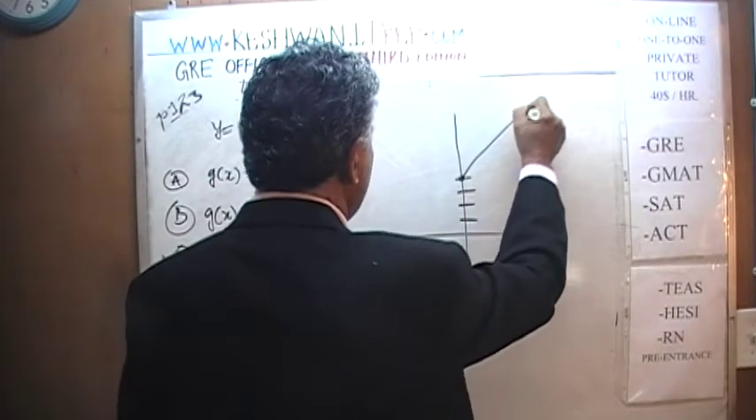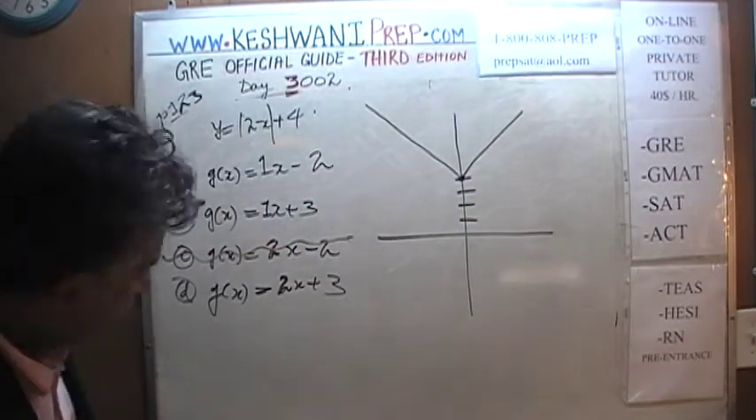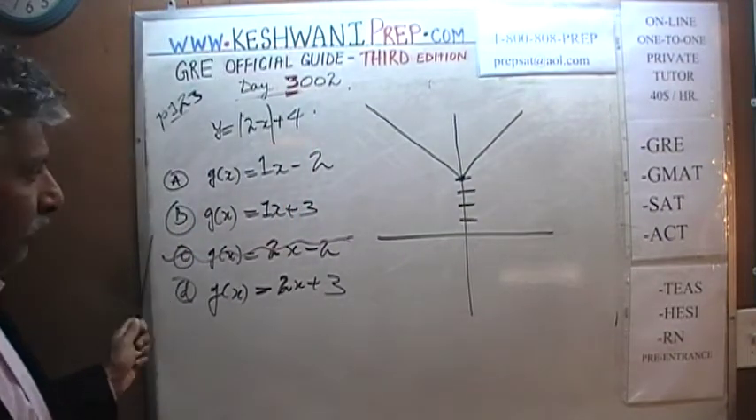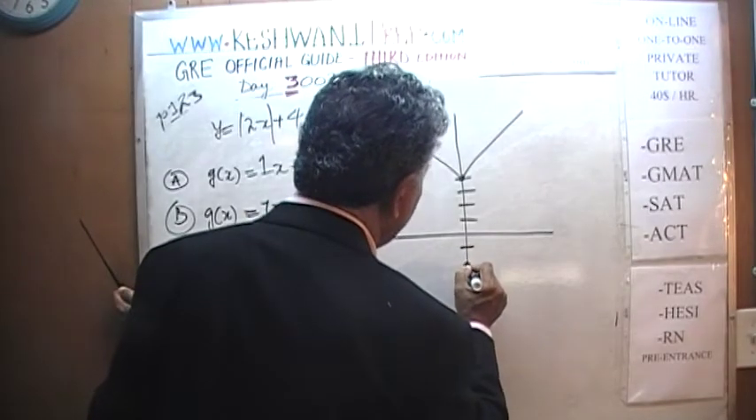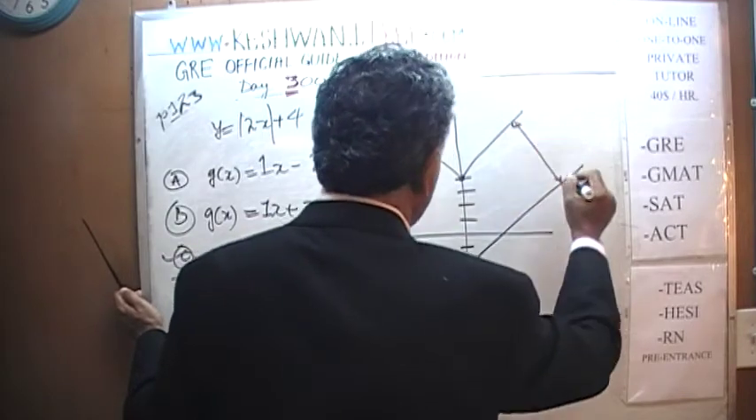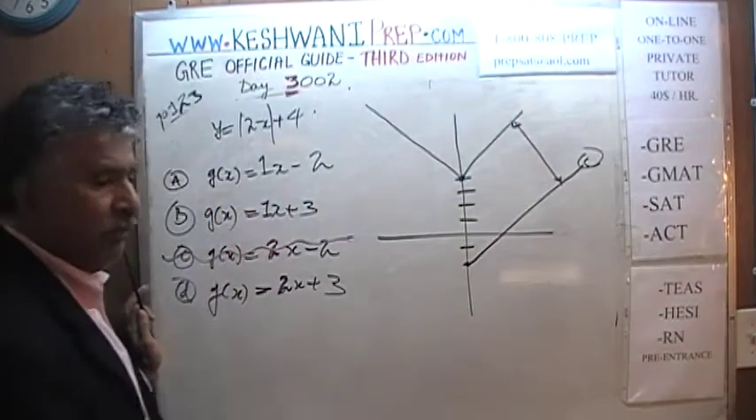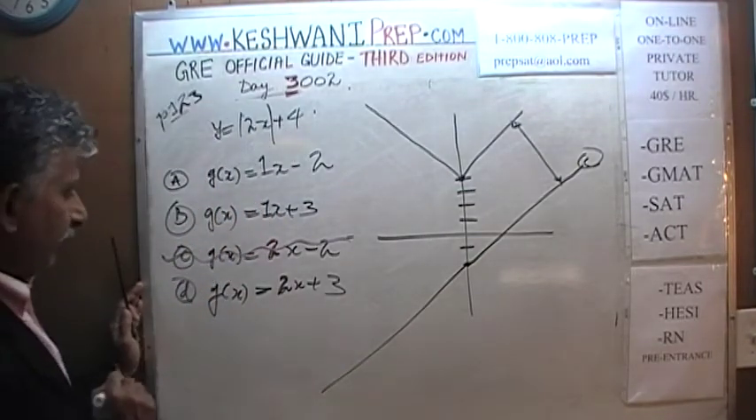This one we crossed out. Answer choice C was gone because it starts with negative 2, but it has the same slope. These are parallel. If they are parallel, this is answer choice C. They will never intersect. It just goes on forever and will never intersect it.